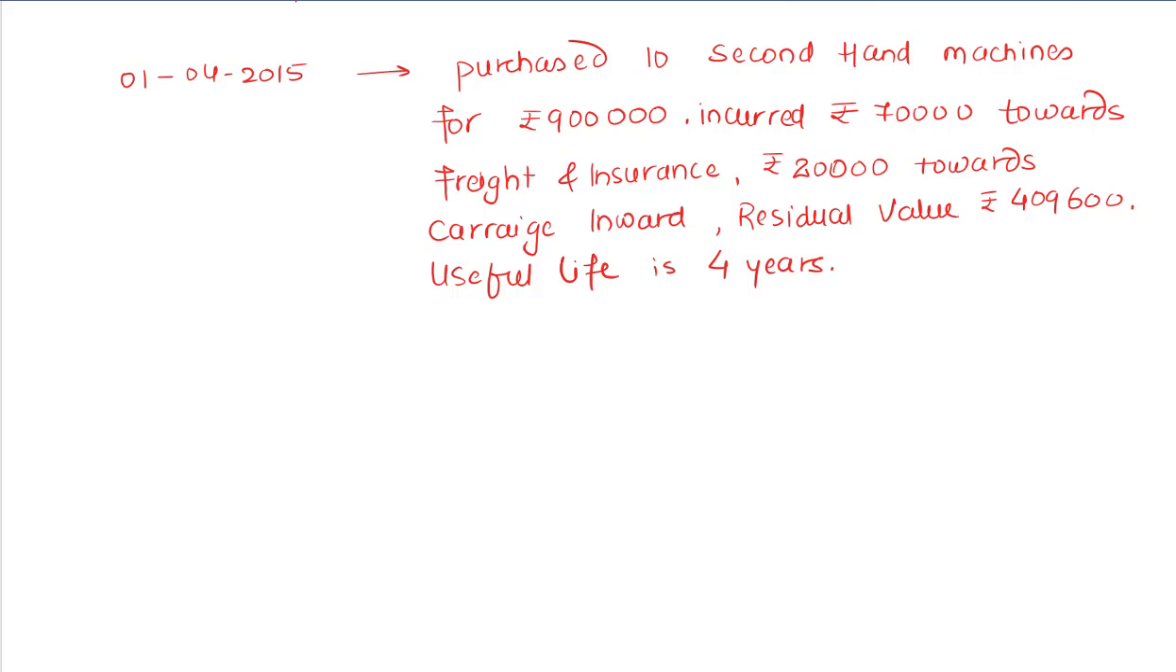Purchased 10 second-hand machines for 9 lakh, incurred 70,000 towards freight and insurance, rupees 20,000 towards carriage inward, residual value 4,09,600, useful life is 4 years. Okay.